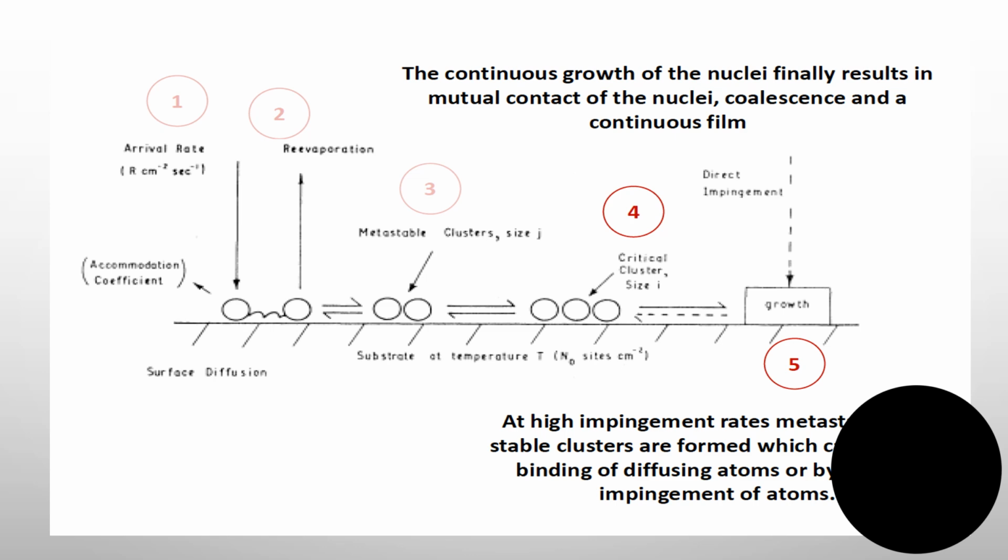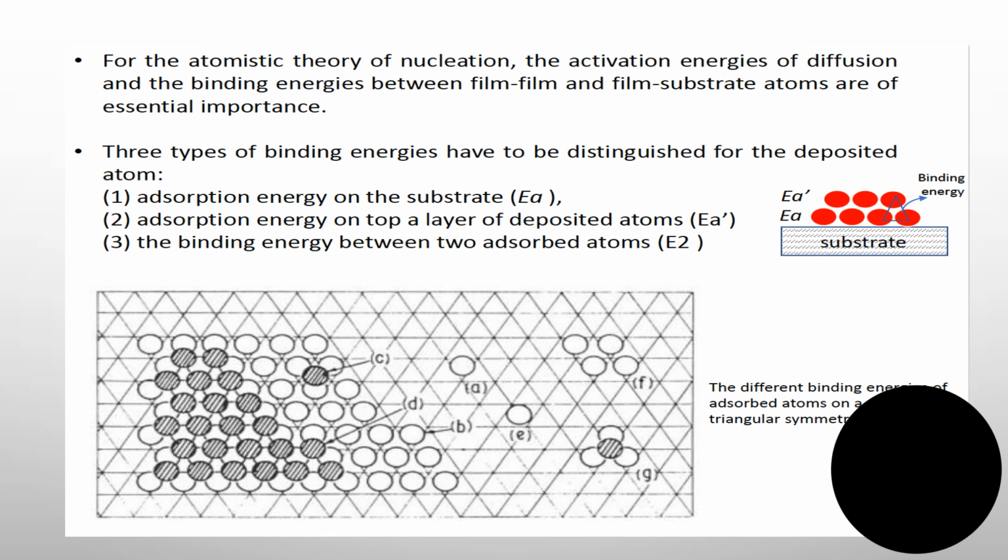So the fourth stage is that the continuous growth of the nuclei will finally result in nuclear contact and coalescence of the nuclei into a continuous film. And the last stage is at high impingement rates, where metastable clusters are formed which can bind a diffusing atom by the impingement of other atoms. So this is the understanding of how this occurs.